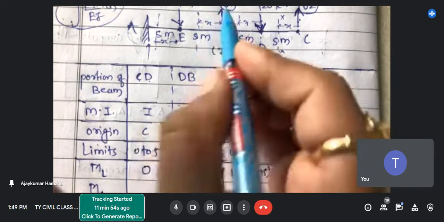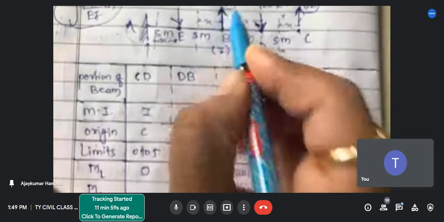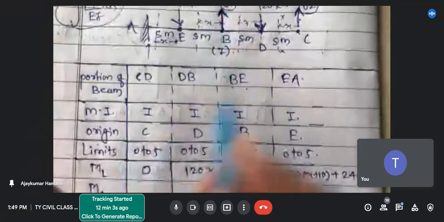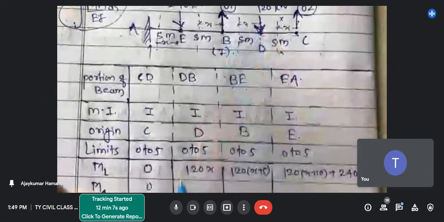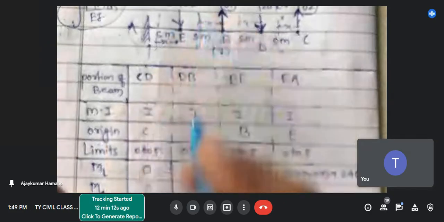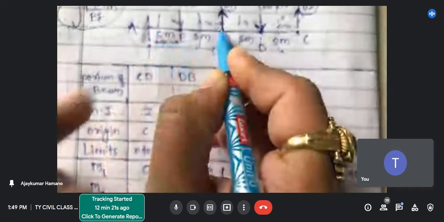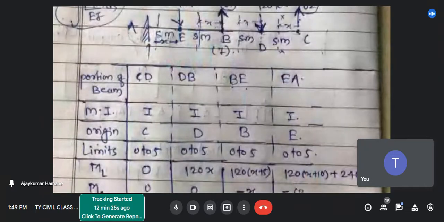Now M1 is what? Due to the coordinate 1. Now along the coordinate 1 we have this load, correct? What is the moment due to this coordinate 1? M1. So here there is no load, so 0. For here also there is no load, 0. Now here for this section, 1 into x, it is anti-clockwise, so minus x. And for EA, E is the origin. If I take a section x here, which gives us moment 1 into x plus 5, minus x plus 5.